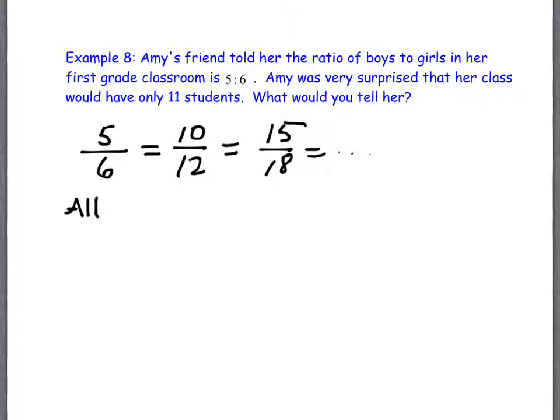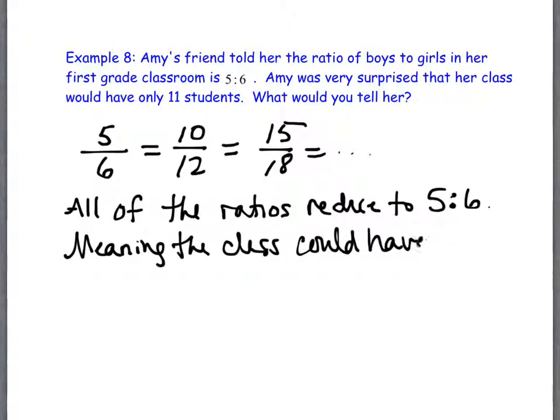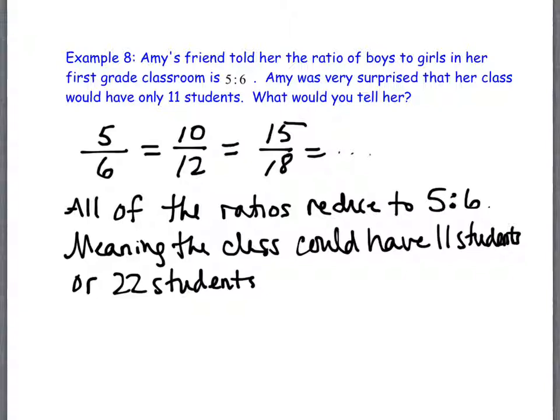So one thing we might want to tell her is that all of these ratios reduce to 5 to 6. Okay, they're all 5 to 6. Meaning the class could have 11 students, or what else? Or 22 students, or what else? Or heaven forbid, 33 students.